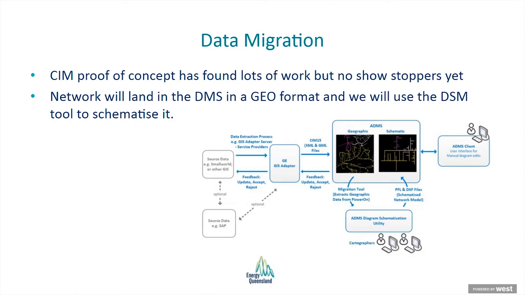Now, the data migration. So we have run our proof of concept, and we found lots of work that has to be done, but there are no showstoppers at this stage. We're going to use the GIS adapter from Smallworld, and we're going to land the DMS data in a geo format, and then we'll use the DSM tool to schematize it back into the DMS. So that's the second step that Roberto was showing before.